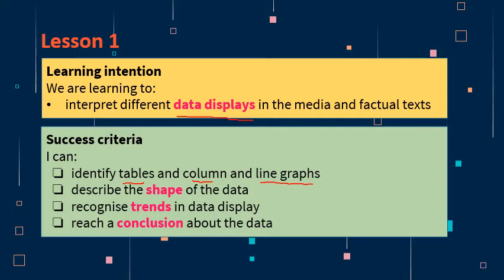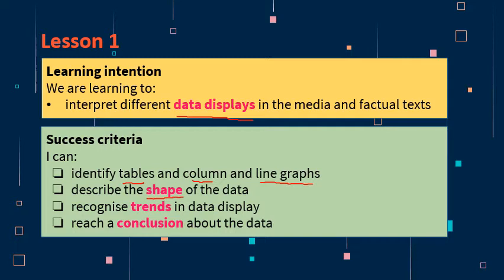Then we're going to be looking at describing the shape of the data. Now, this isn't so relevant for tables because tables just tend to be a whole lot of numbers, but more so with column and particularly with line graphs, sometimes it forms a shape that we can draw some kind of conclusion about, or it tells us something about the data.